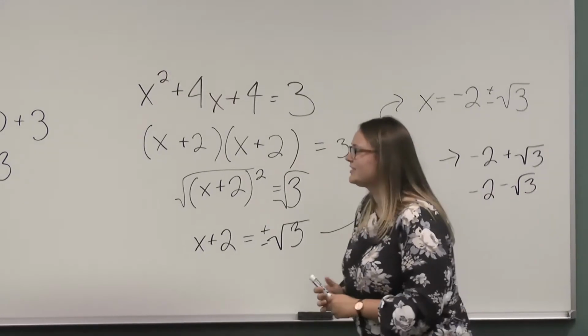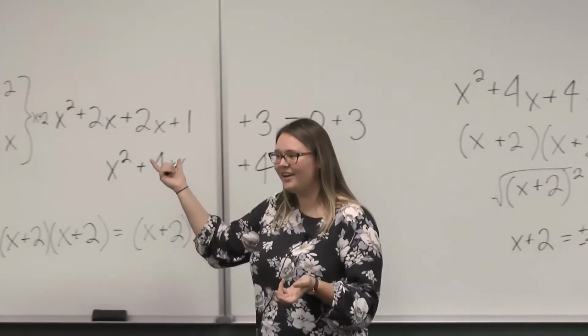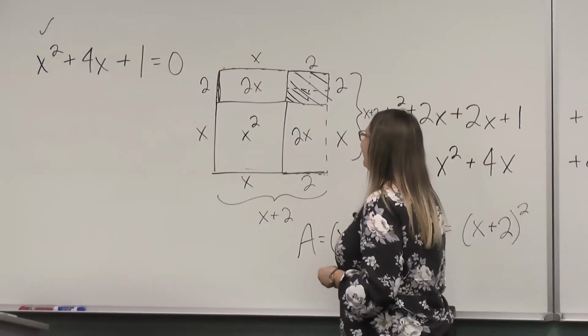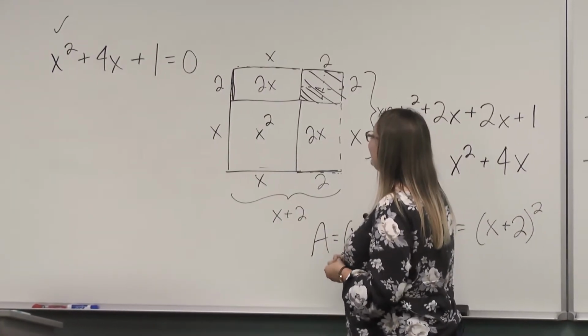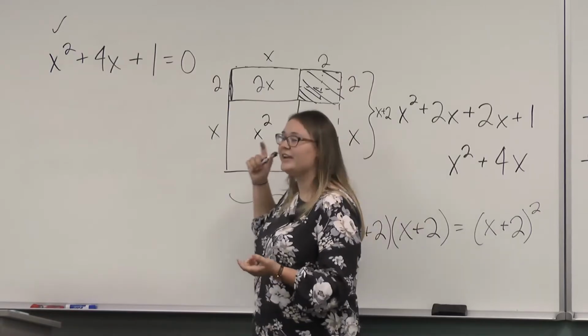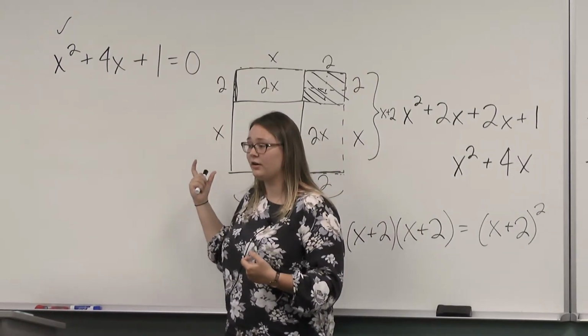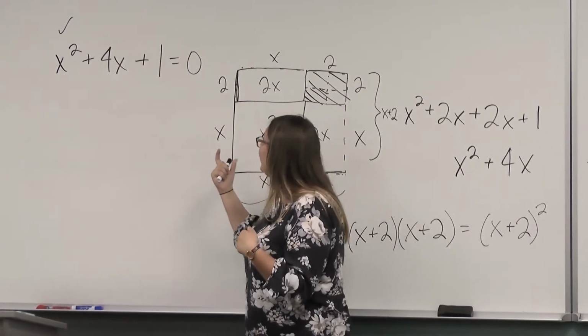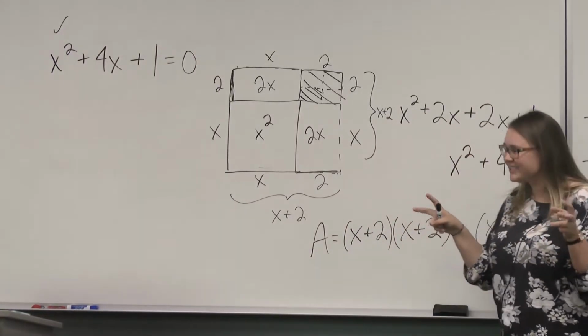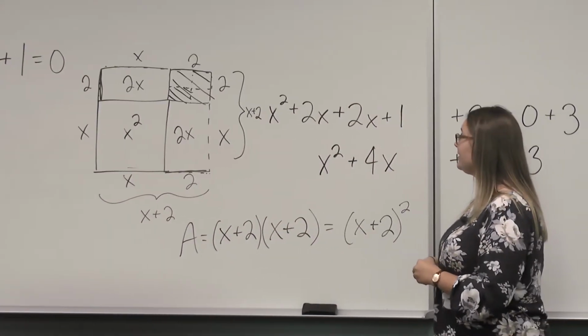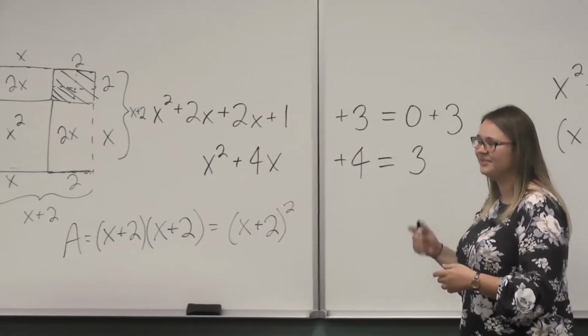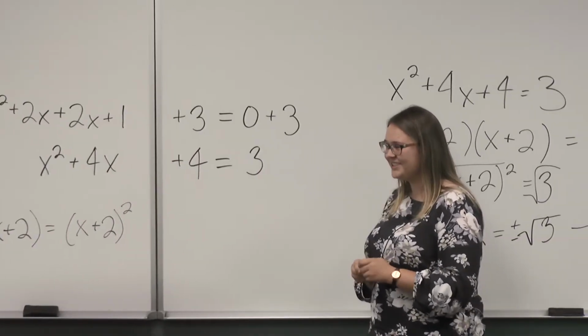So this is a process that we call completing the square. It takes something that we can connect to geometry or our conceptions of area, and then we are able to complete the square, and that gives us something that we can actually factor and handle. Are there any questions?